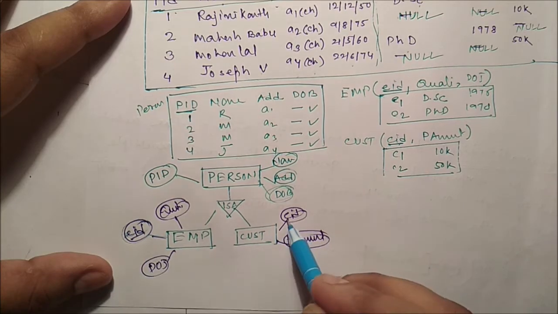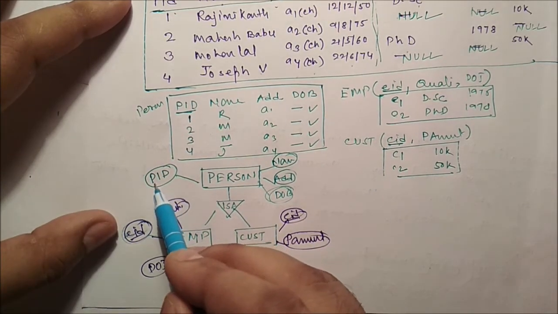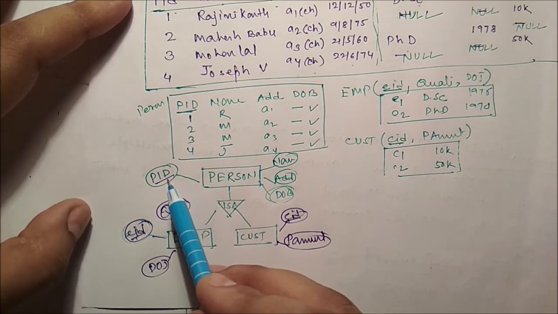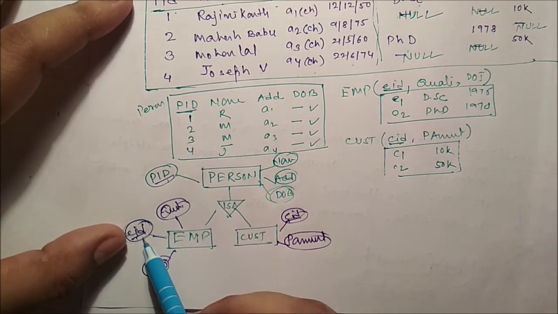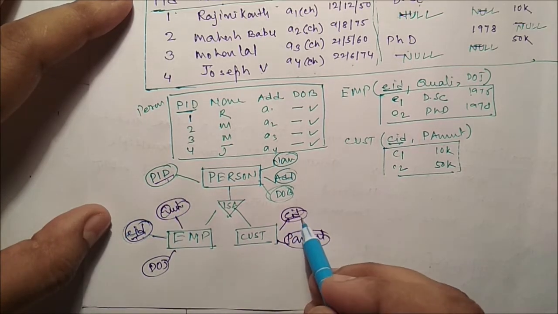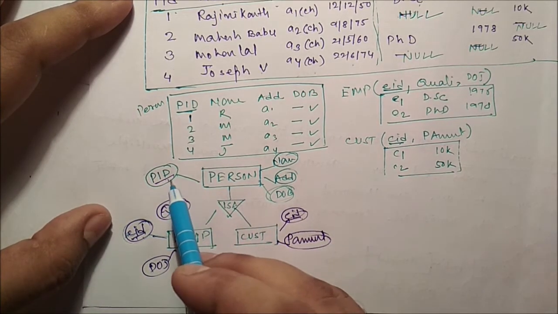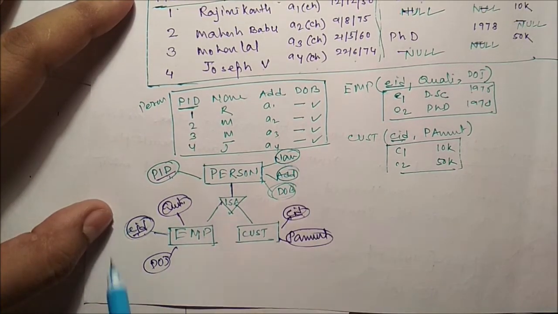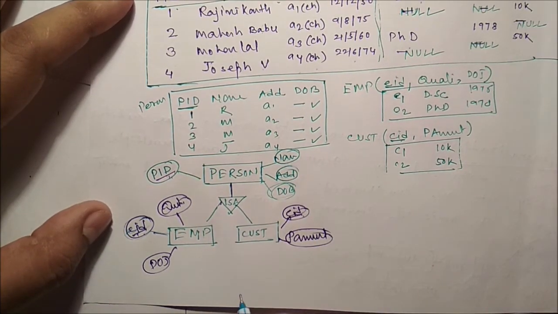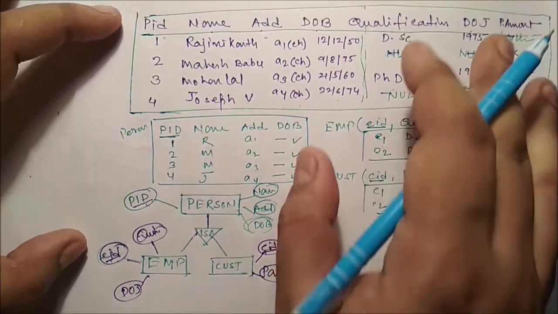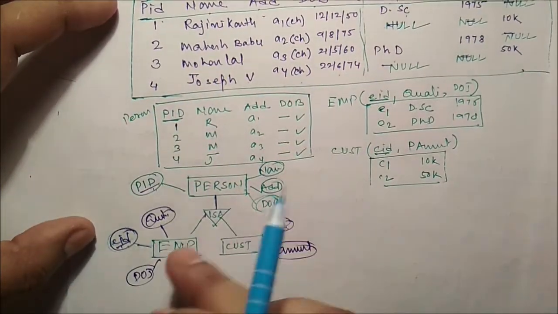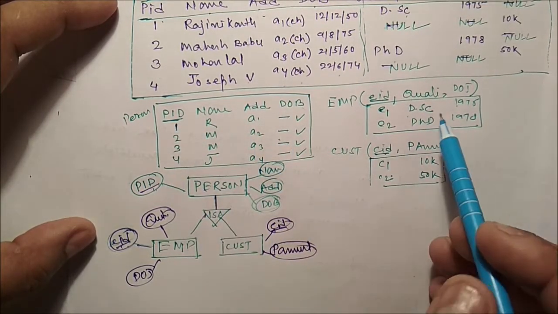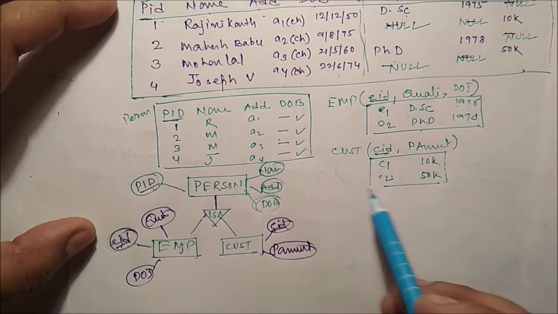Here employee ID and customer ID are the primary keys. Person ID is a primary key, and employee ID is a foreign key that we fetch from this person ID. Customer ID is a foreign key that we can fetch from the person ID. So this concept is called specialization. That means here we divide the whole table into three tables: table 1, table 2, table 3. So this is our person table, this is our employee table, and this is our customer table.